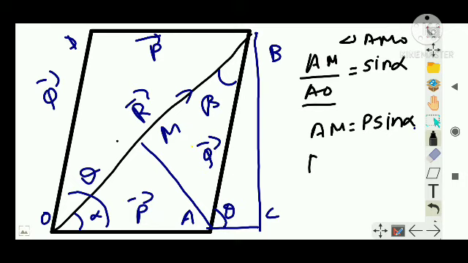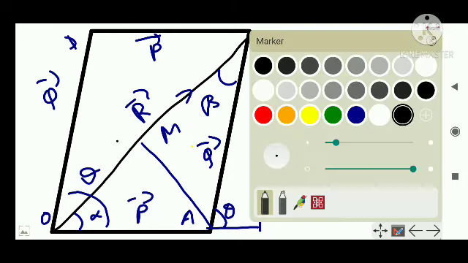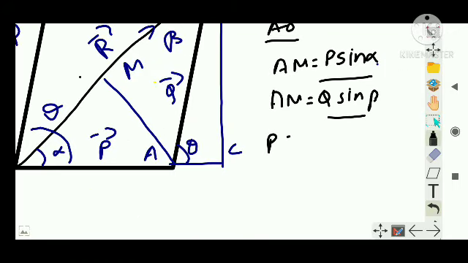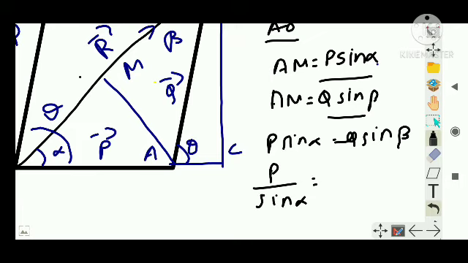And earlier I had written AM is equal to Q sine beta. So I can relate these two. So P sine alpha is equal to Q sine beta, right? Or I can write P by sine beta is equal to Q by sine alpha, where sine beta goes down.